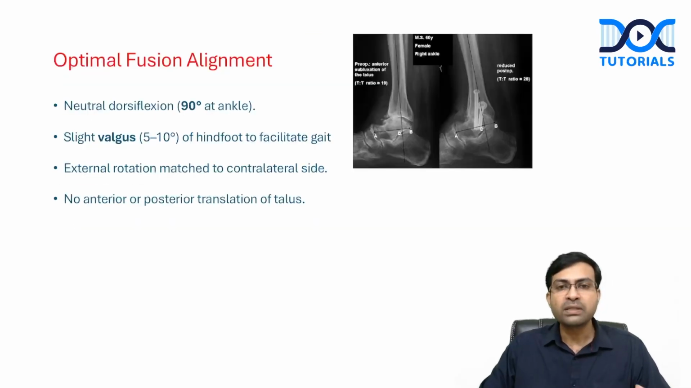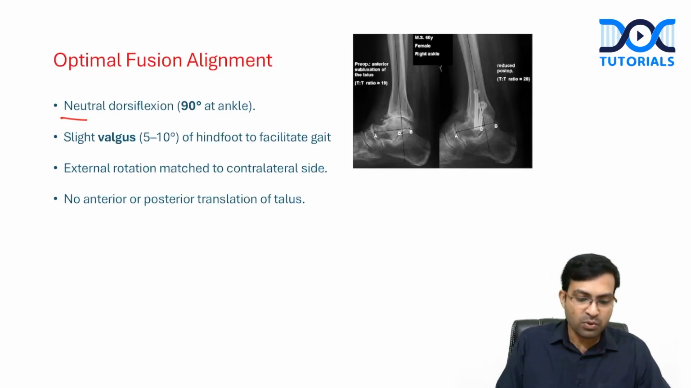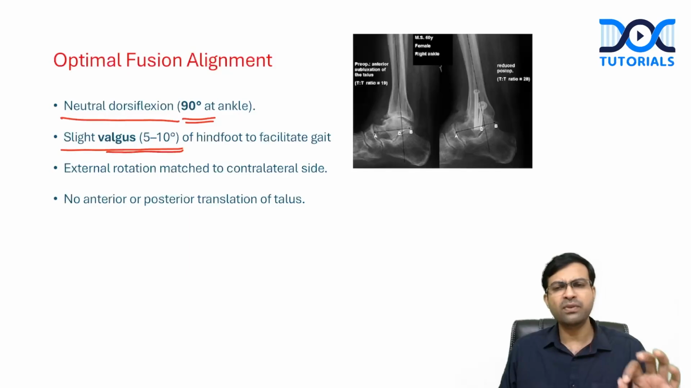Now, what is the optimal fusion alignment of the ankle? So, this is very, very important. You have to keep a neutral dorsiflexion, which is 90 degrees at the ankle, always going for a slight valgus at the hind foot. This is very, very important. I will make the point again when we talk about the subtalar arthrodesis in the other lecture.